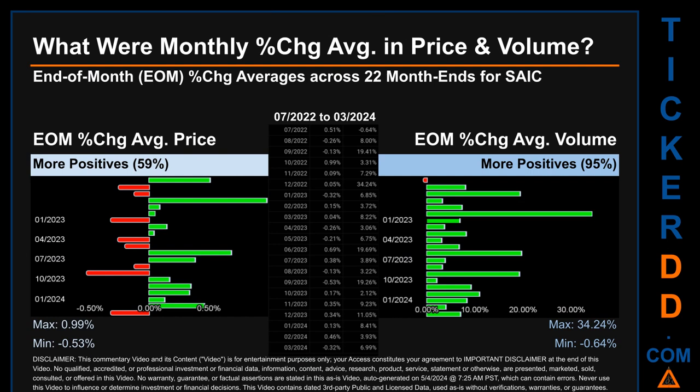Price saw an end-of-month max of 0.99% in average percentage change, along with a minimum of -0.53%. For volume, the maximum and the minimum monthly percentage change were respectively 34.24% and -0.64%.